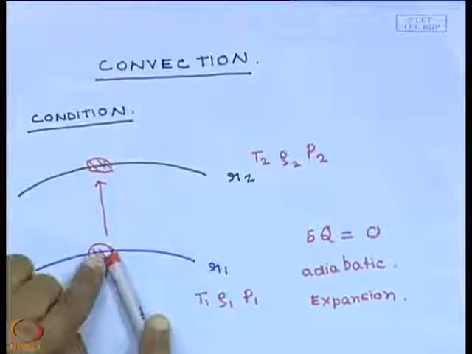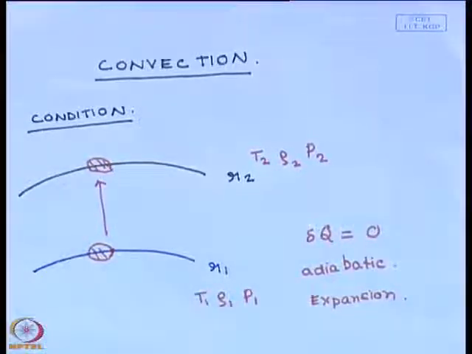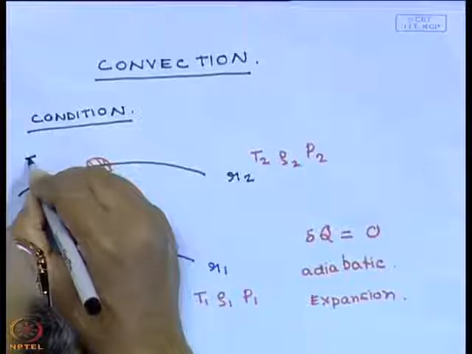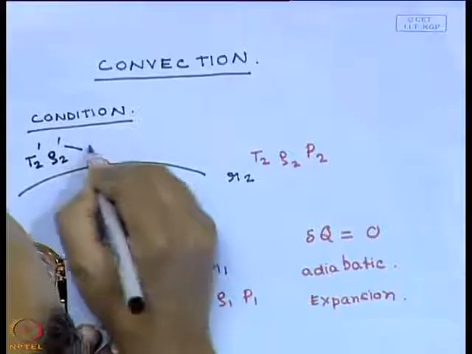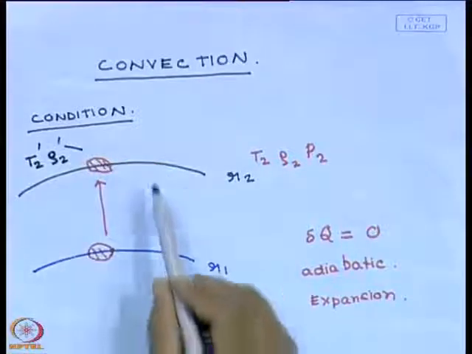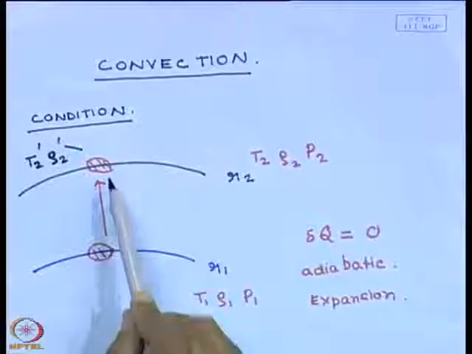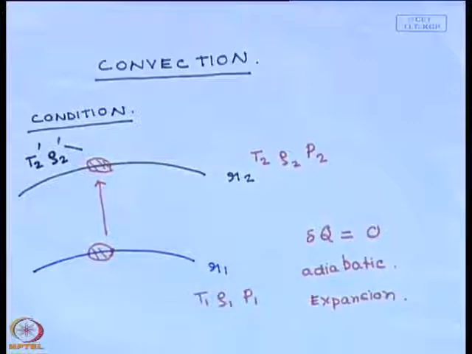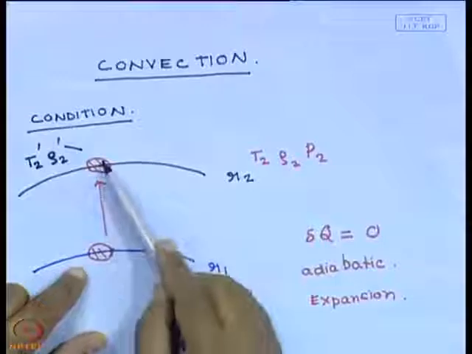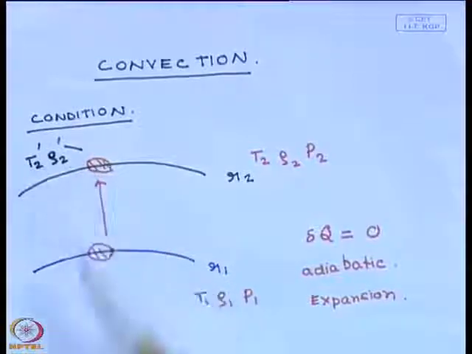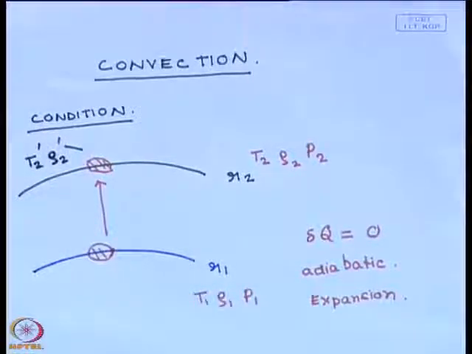The bubble is going to cool compared to T1 when I move it from here to here, and it is going to come to another temperature, let us call that temperature T2 prime, and it will have a density rho 2 prime, where these pertain to the bubble. So, the surrounding has a temperature T2 and density rho 2, determined by the radiation transfer. The bubble moves from here to here and expands adiabatically, so its temperature will be different: its temperature is T2 prime and its density is rho 2 prime.